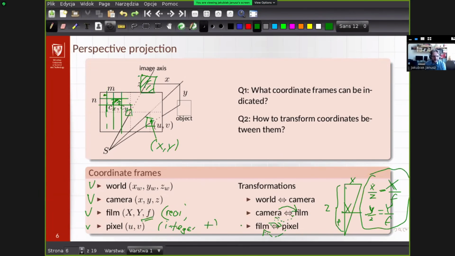As I said, when you transform from film to pixel, you need to round to the integer. That's quite clear. But this rounding depends on the resolution of the image that you need to get. Another thing that you usually need to remember is that when you use the film plane or the film coordinate system, you usually select the center of the axis of the image as 0. But in fact, when you get an image from the camera, the 0 is somewhere here in the corner.